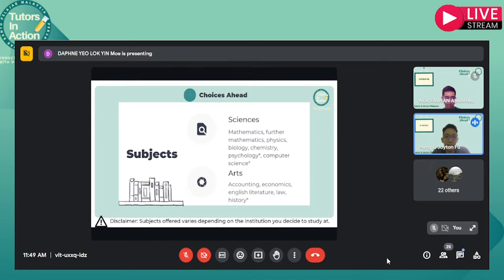There are a lot of these kinds of instances. So further mathematics, yes, you can try if you feel like you're capable of doing it, but if you're not, then better just leave it aside and learn it in your university instead, right?